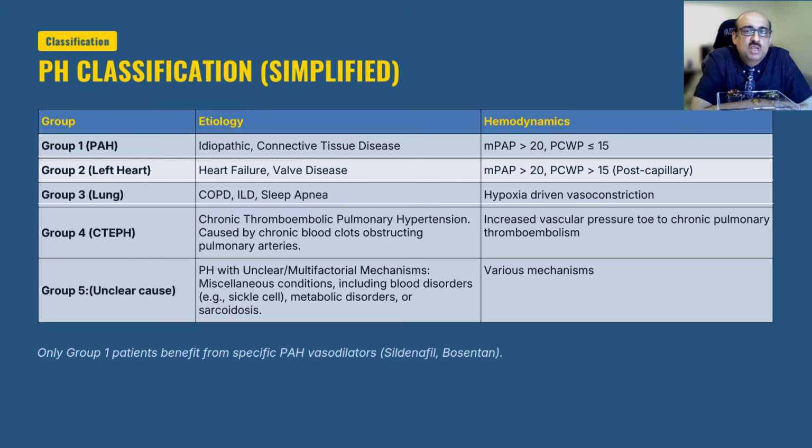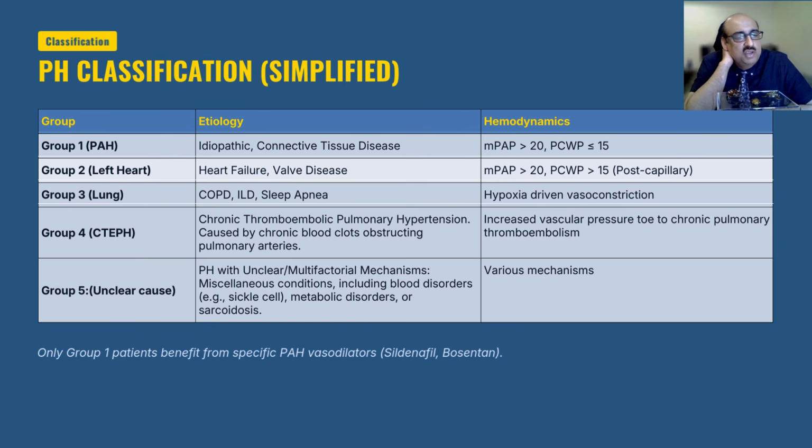Group 3, we are talking about the lung as an etiology. So anything to do with the lung parenchyma: COPD, interstitial lung disease, sleep apnea. Again, it's due to chronic hypoxia or hypoxemia, which leads to vasoconstriction over a period of time that leads to pulmonary hypertension. Group 4 is chronic thromboembolic pulmonary hypertension, and that's due to chronic PEs, and hence vascular pressures will be increased gradually over a period of time.